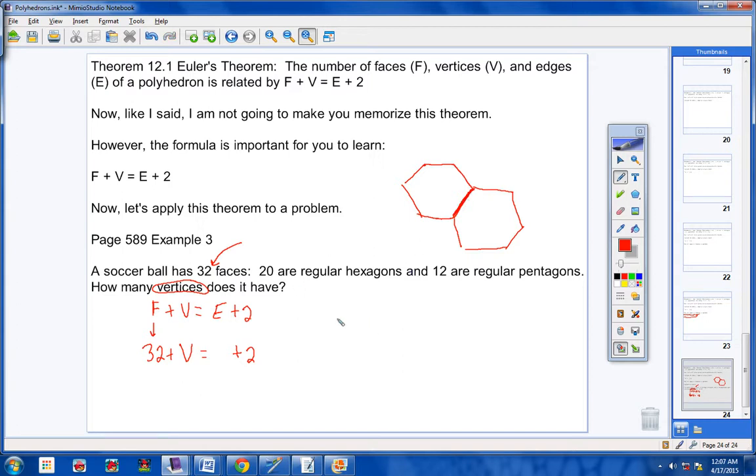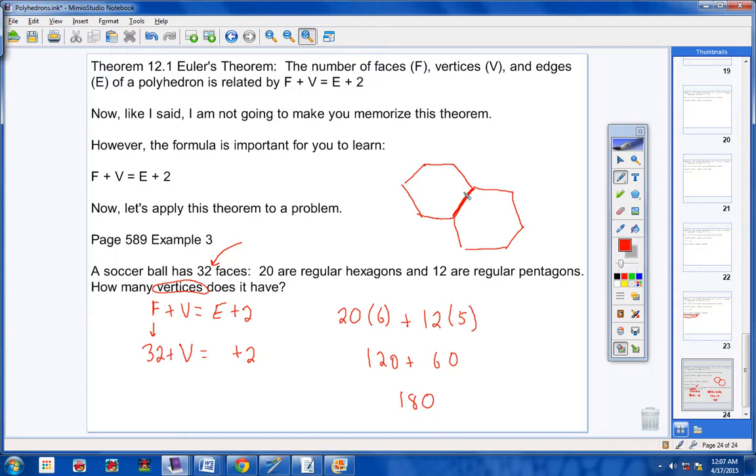So I know I've got 20 hexagons. So I know every hexagon has 6 sides. So I'm going to take 20 times 6. Plus, I have how many pentagons? 12. And every pentagon has how many sides? 5. So I have 180 total sides. So you would think you have 180 edges, but hold it.